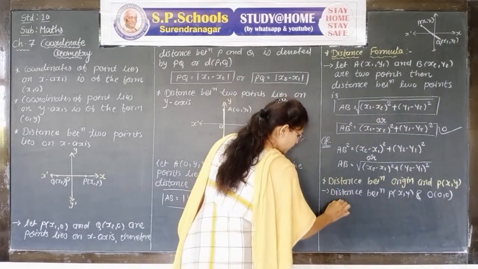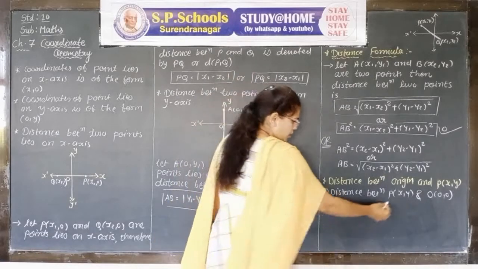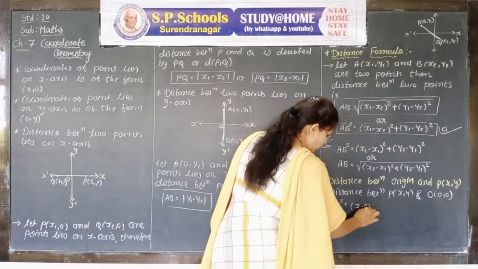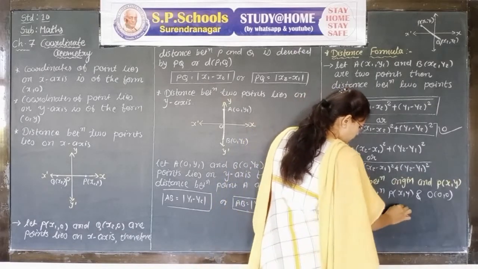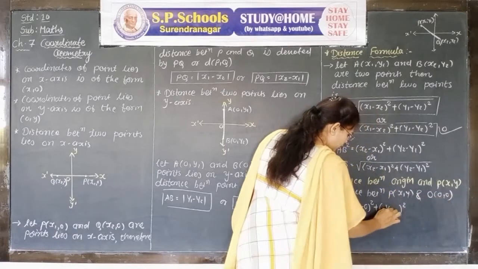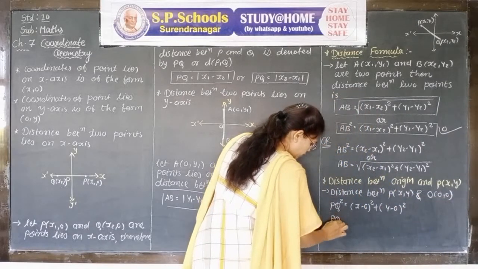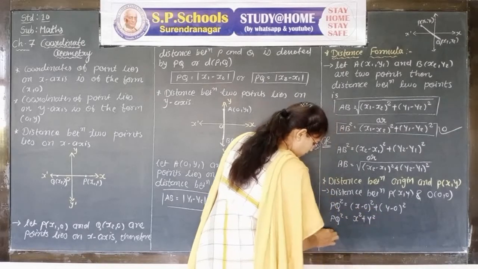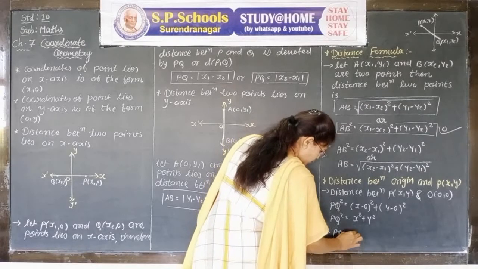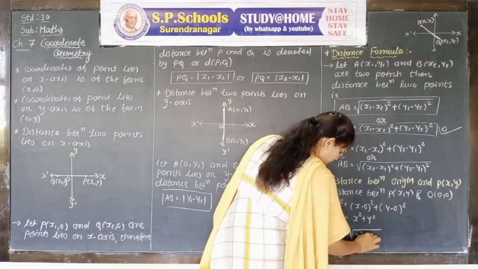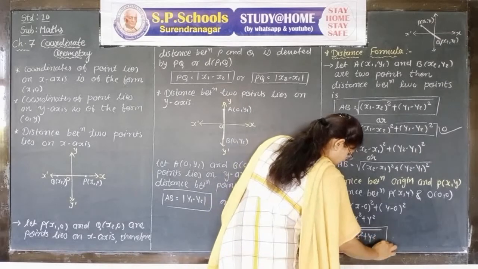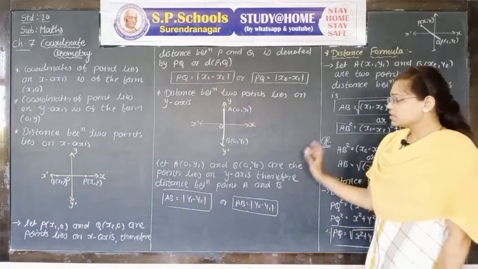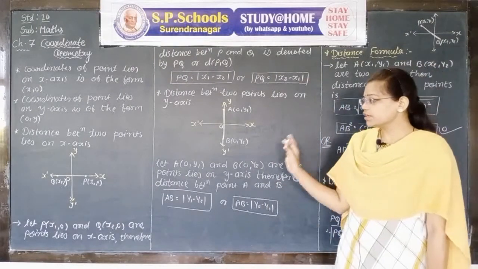PQ is the distance, but first we take PQ square. Square of the difference of their x coordinates, (x minus 0) whole square, compulsory plus square of the difference of their y coordinates. PQ square is equal to (x minus 0) whole square, which gives x square plus y square. Therefore, PQ is equal to the square root of x square plus y square. It is the distance between the origin and a point that lies in any quadrant. It is just basic information about coordinate geometry.